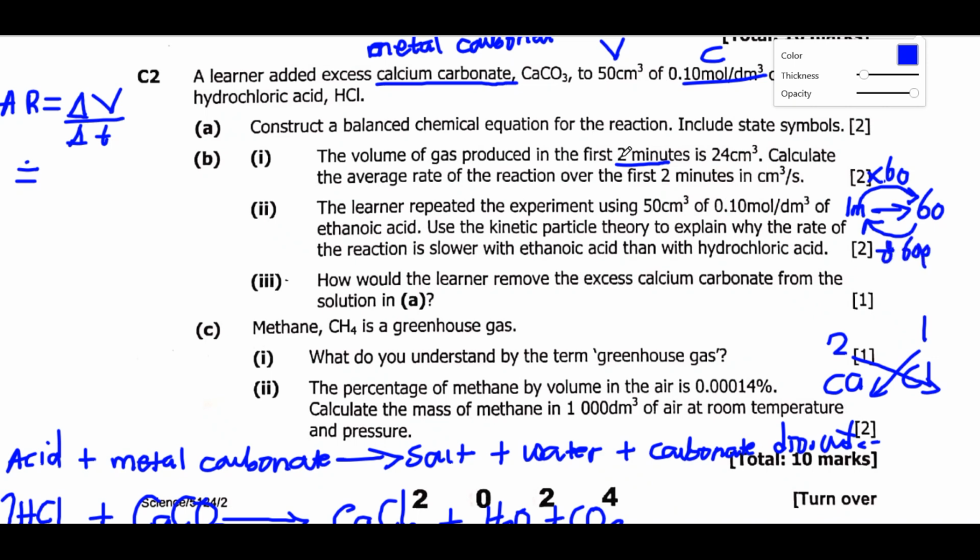2 times 60 is 120. So the time is 120. Now what is the volume? The volume is 24. You write 24 cubic centimeters over 120.